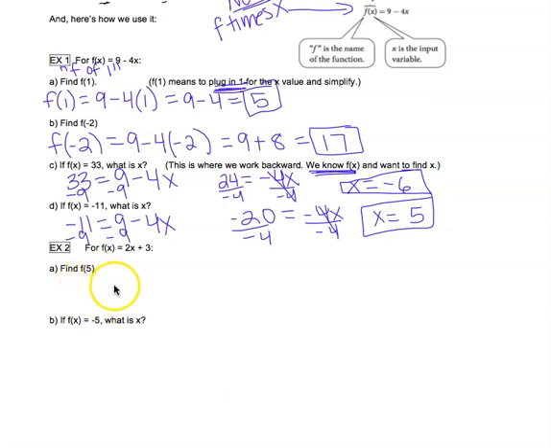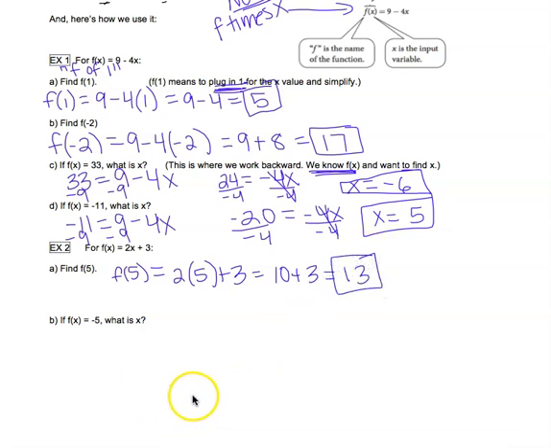So again, f of 5 means to plug in 5 in place of the x. So 2 times 5 plus 3, and then we simplify. Order of operations, multiplication first, that gives me 10. 10 plus 3 gives me a final answer of 13.